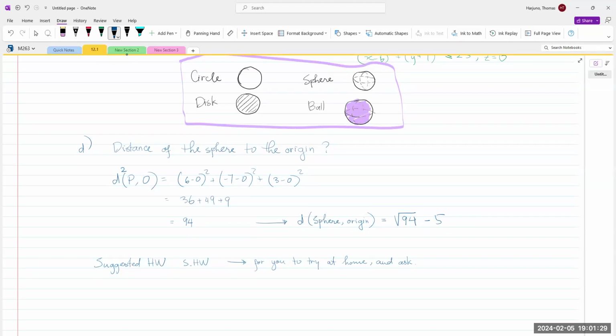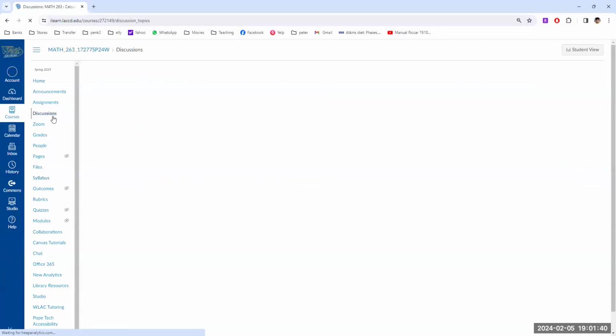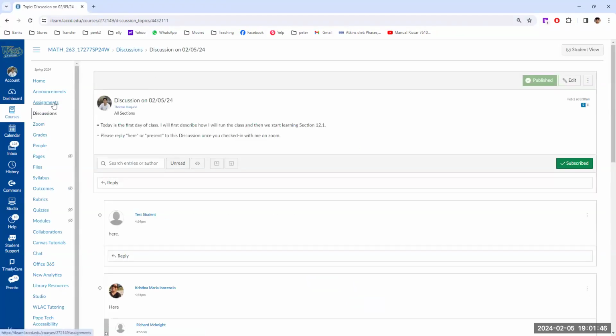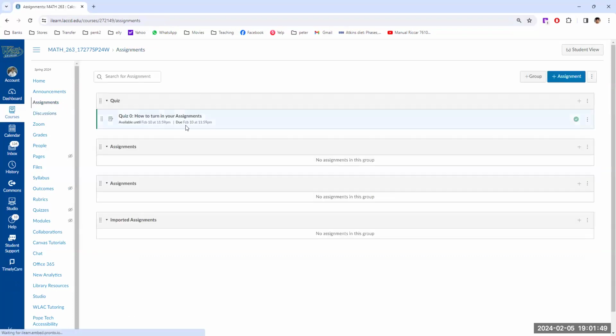The one that you need to turn in, I will always mention in our discussion board. If I have any turn-in homework that I want you to turn in, I will mention that in the discussion board here, and you will also see it posted here. I will call that a quiz. So another way to say it: suggested homework is not to turn in. That's for you to practice and update yourself. And for turn-in homework, I will call that a quiz. Okay, now this is for today.